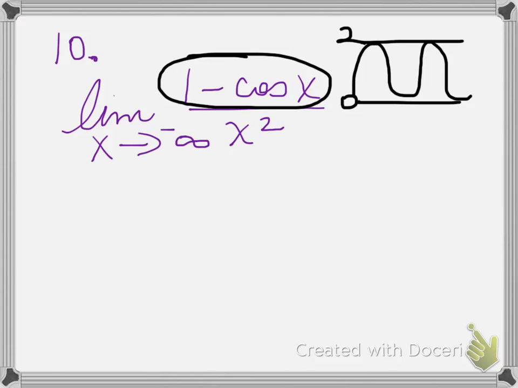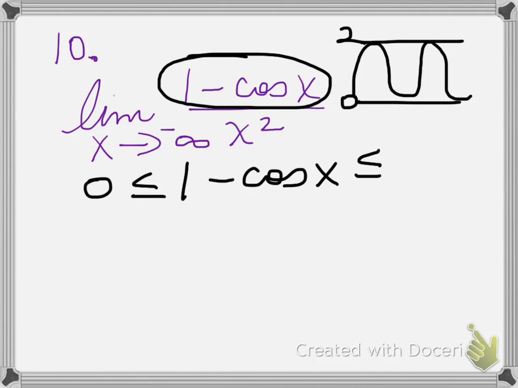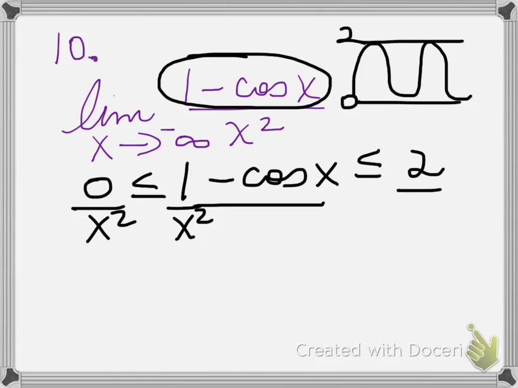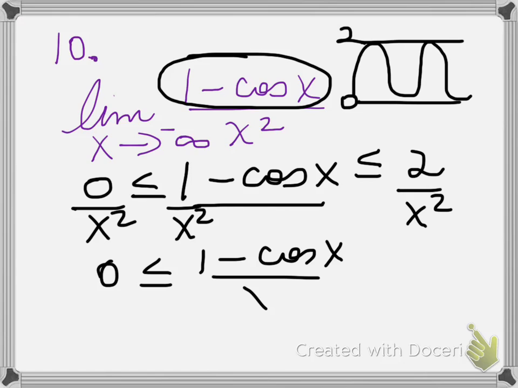So we are going to sandwich this equation between 0 and 2, just focusing on the top. So 0 is less than or equal to 1 minus cosine of x, which is less than or equal to 2. Now, to get it to look like the function I'm taking the limit of, I need to divide each of those pieces by x squared. Now, 0 divided by x squared is 0, so we can simplify that. But we're going to sandwich it between these two functions.